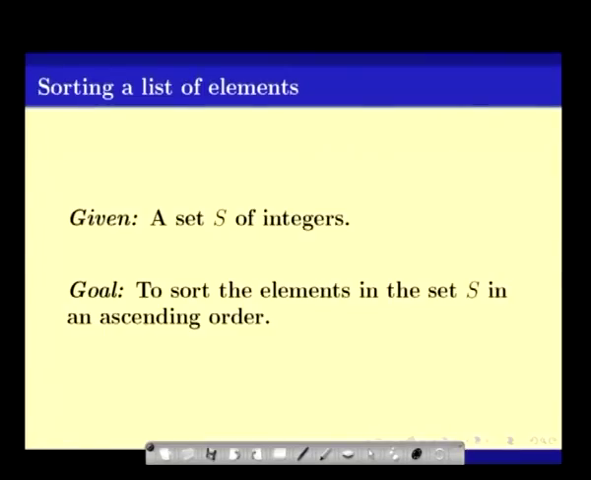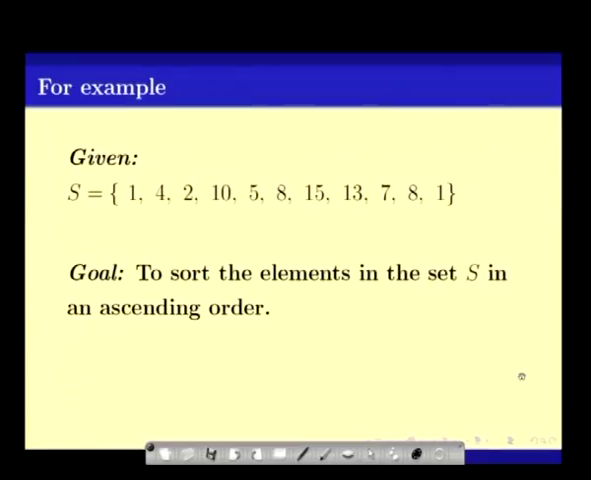The problem at hand is: given a set S, say of integers, we want to sort the elements in this set S. Note that integers are just an example to be used. You can use any object for which there is a total ordering, for example, words or real numbers or any such things.